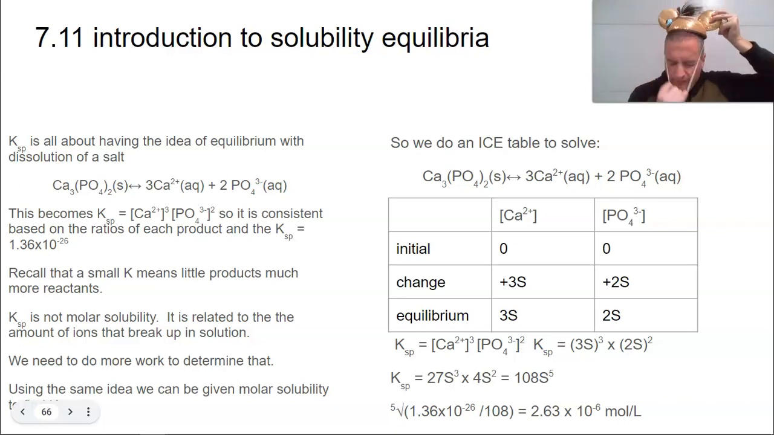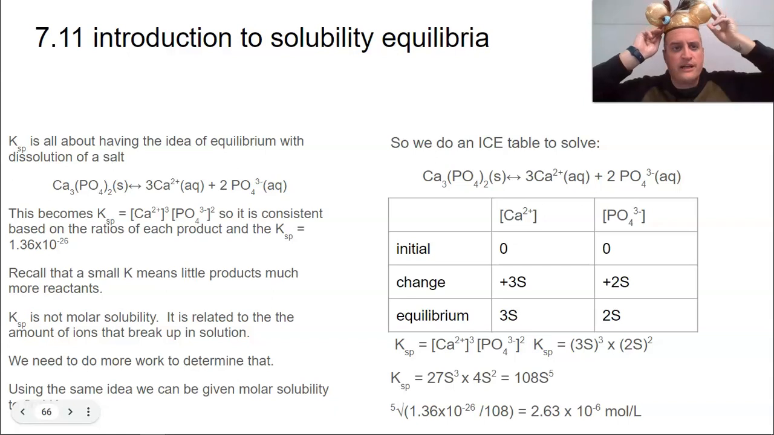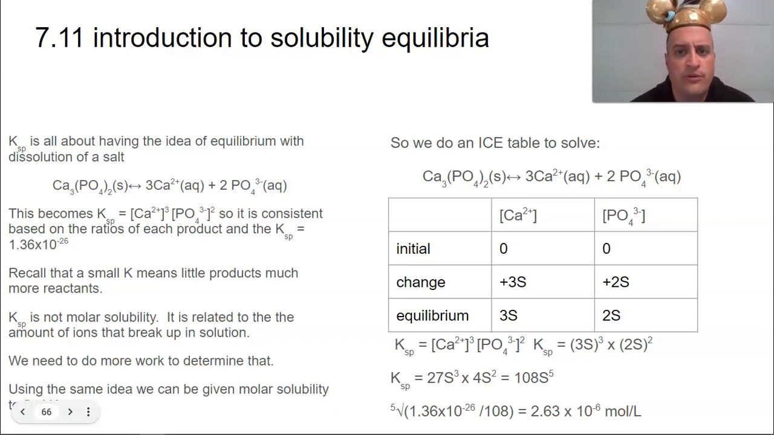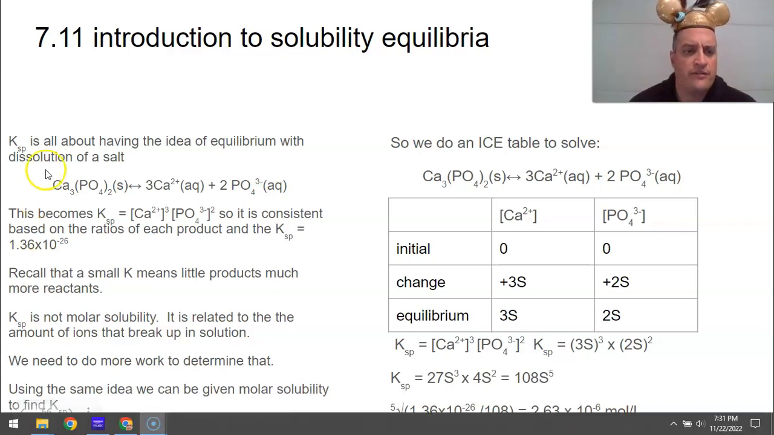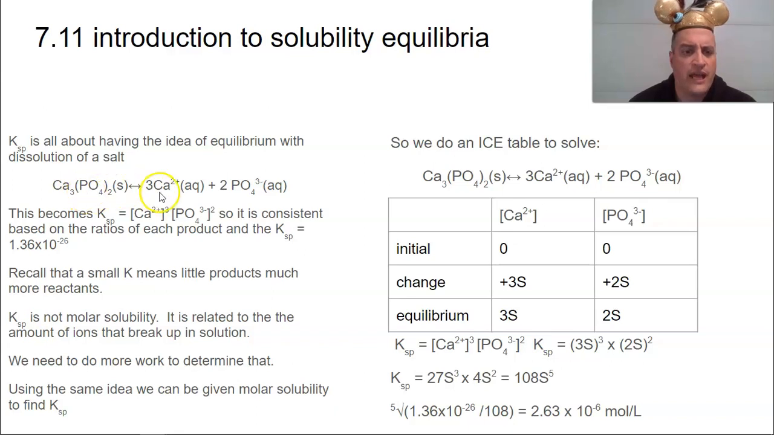Okay, we are doing a little introduction to solubility equilibrium. So this is the equilibrium of a salt dissolved in water. Ksp, a new K, is all about dissolution of salt. So we have the solid and we have its aqueous forms. This becomes a little more interesting because quite often your coefficients are not just one.